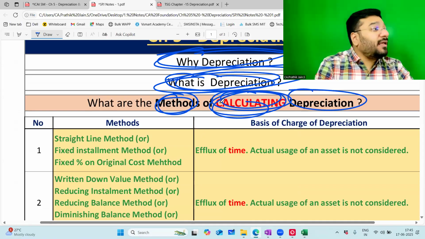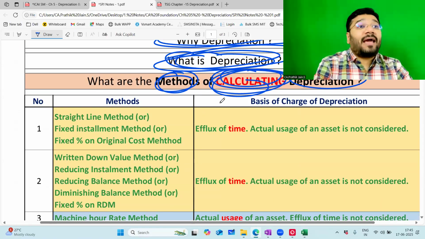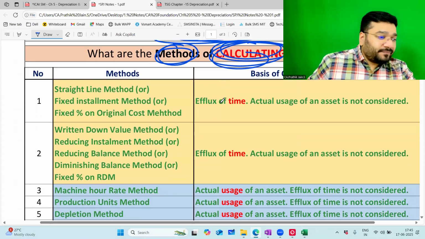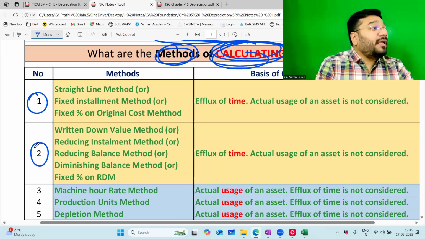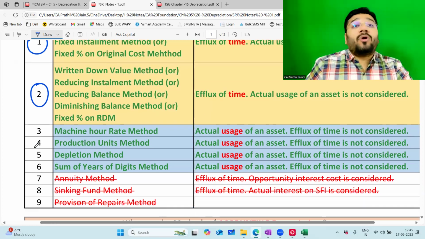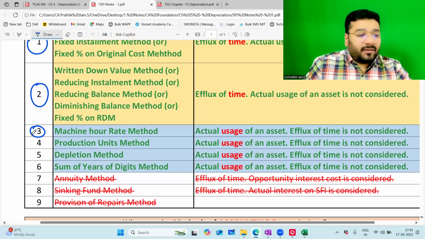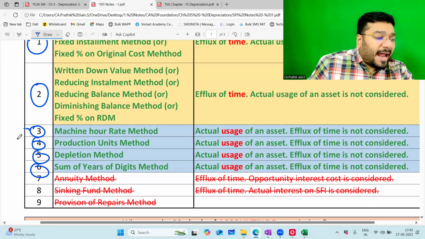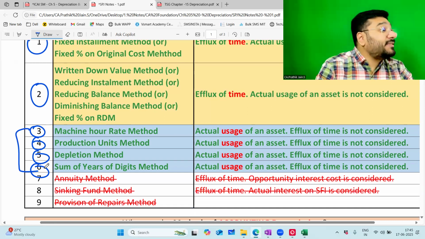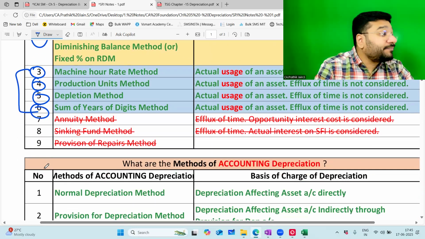You came across this in the 11th standard. You learned two methods for calculating depreciation. One is straight line method. Second is WDV method. So these two are there in CA Foundation. Apart from that, we have four more additional methods for calculating depreciation. One is machine hour rate method, then production unit method, depletion method, and sum of years digit method. So this is something brand new for everybody. This is not even there in CBSE.